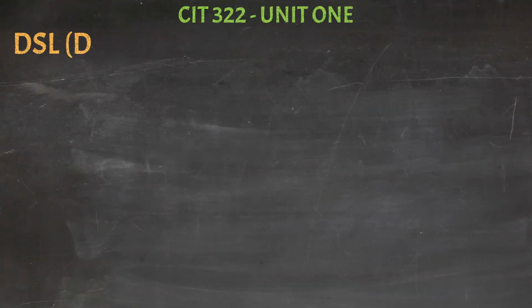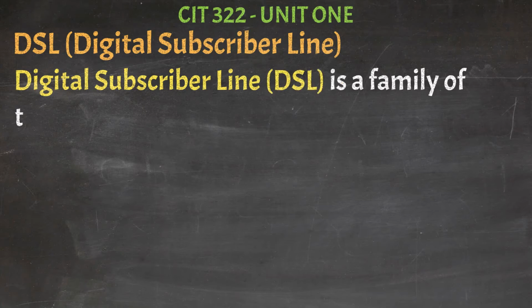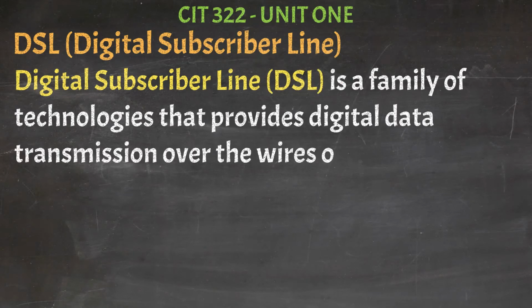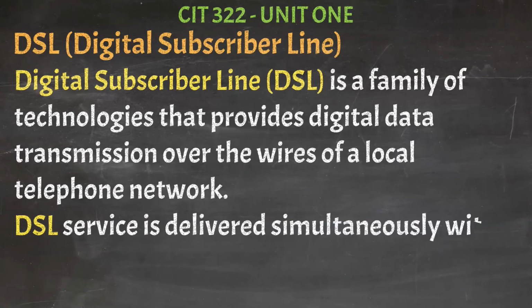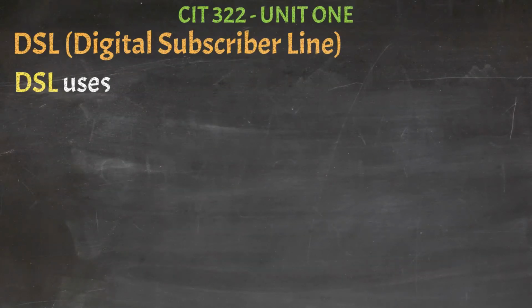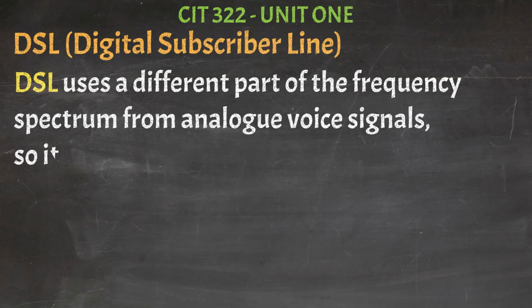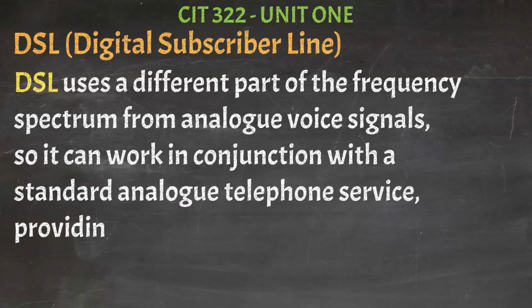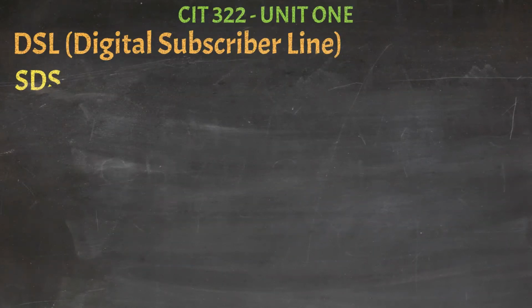Next on the list is DSL, Digital Subscriber Line. Digital Subscriber Line is a family of technologies that provides digital data transmission over the wires of a local telephone network. DSL service is delivered simultaneously with regular telephone, on the same telephone line. DSL uses a different part of the frequency spectrum from analog voice signals, so it can work in conjunction with a standard analog telephone service, providing separate voice and data channels on the same line.